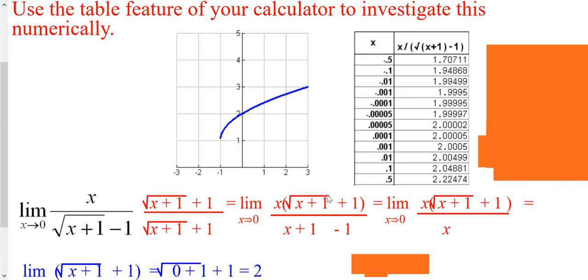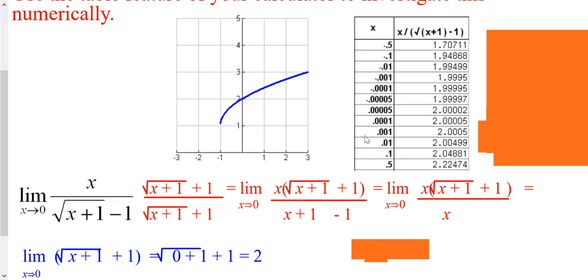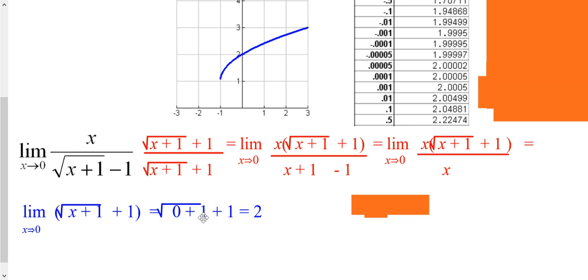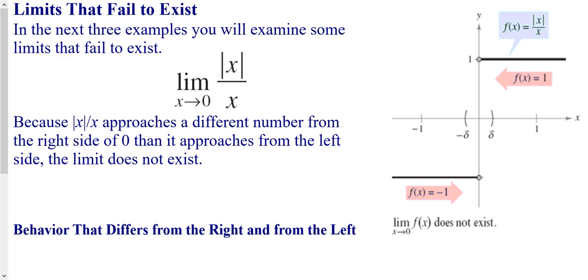So investigating it from all three ways, we see visually, graphically, it's a 2. Numerically, we're at 2. And algebraically, we're at 2. So a limit does not always exist. It often will exist, but not always.